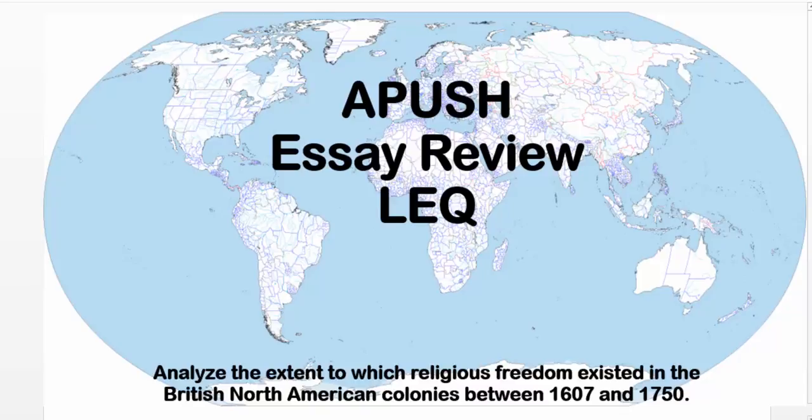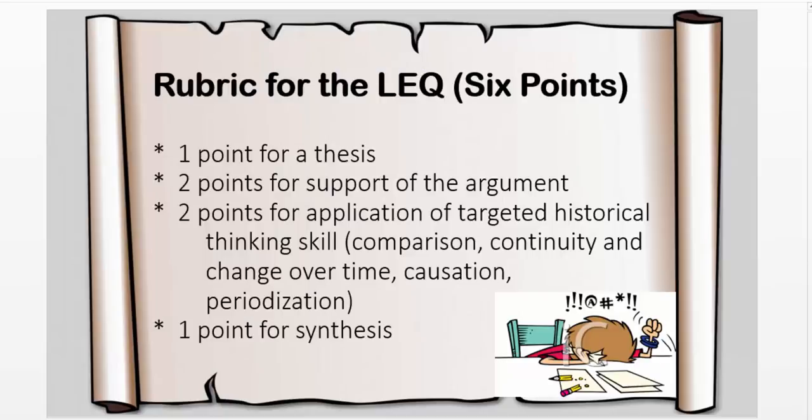So for the essay question, you will be required to complete various components to get 6 full points on the long essay question. When you take the AP exam, there will be 2 long essay questions to choose from, and you have to select one of them. Here's a breakdown for the 6 points. Number 1, you have to have a thesis, and I'd like to see that thesis in your opening paragraph.